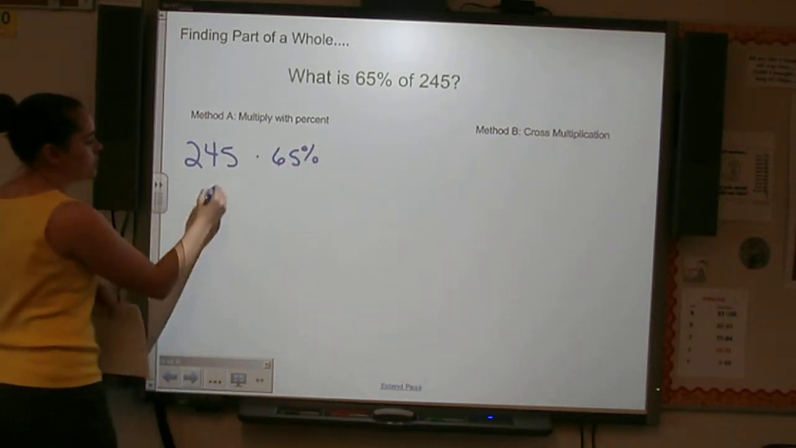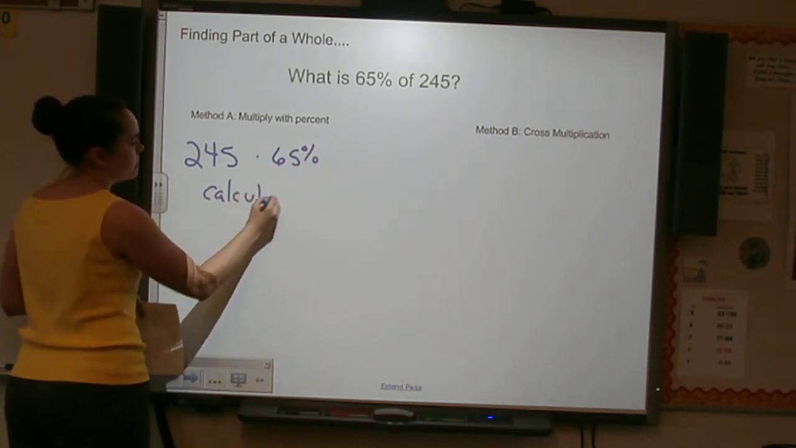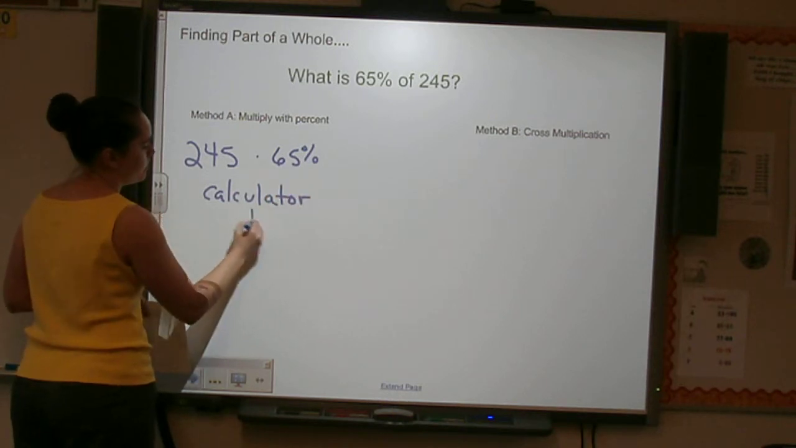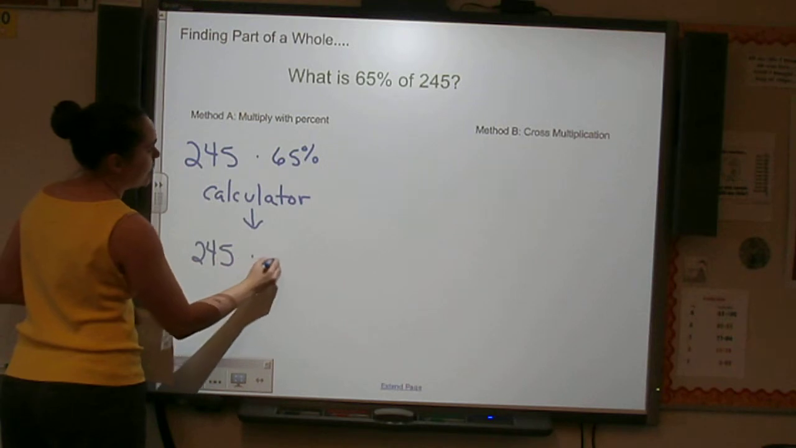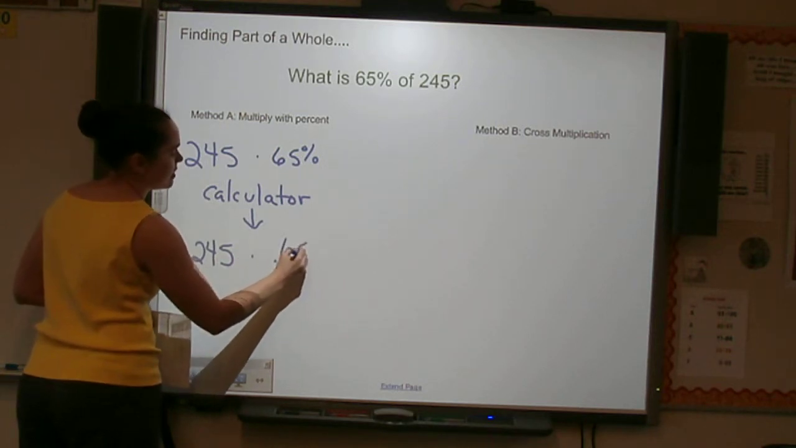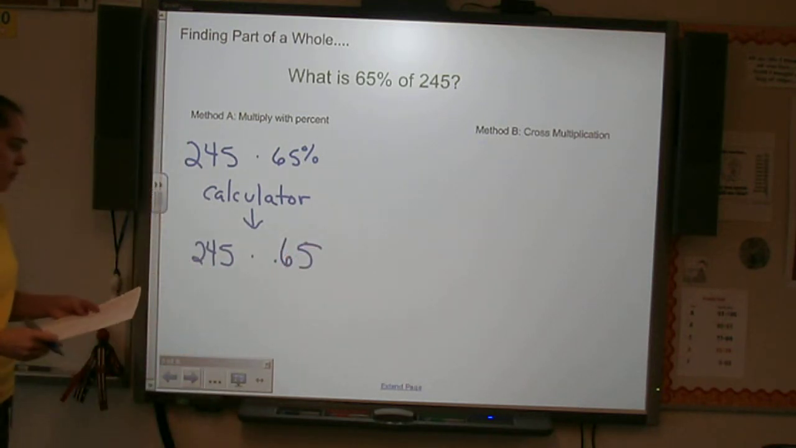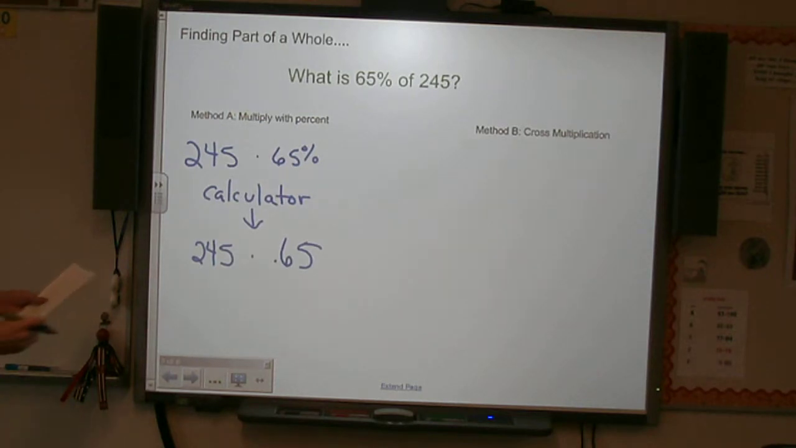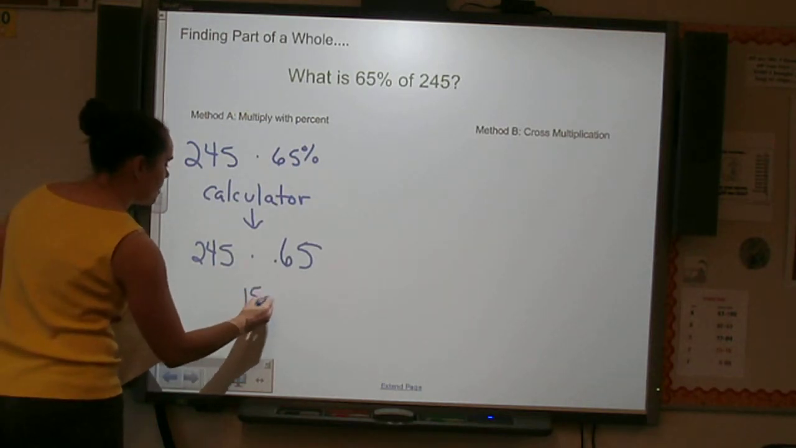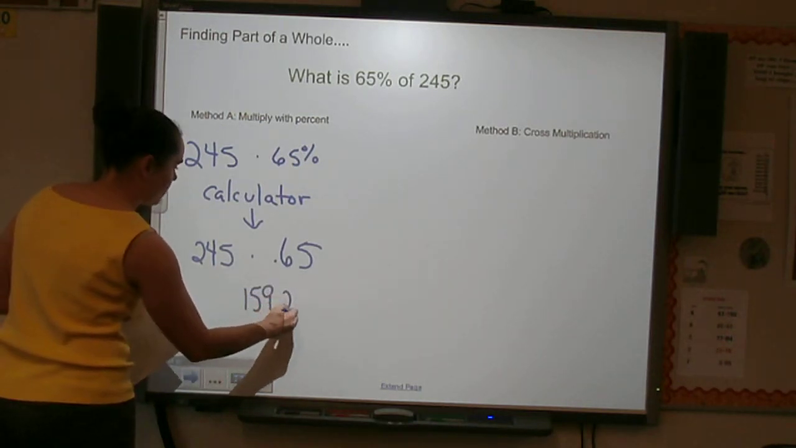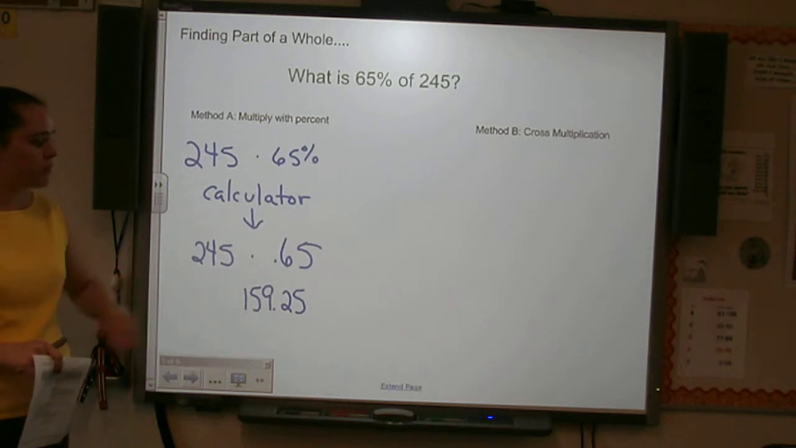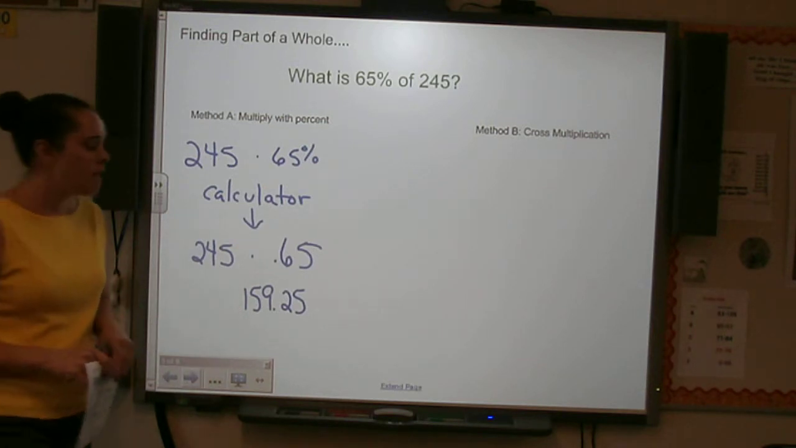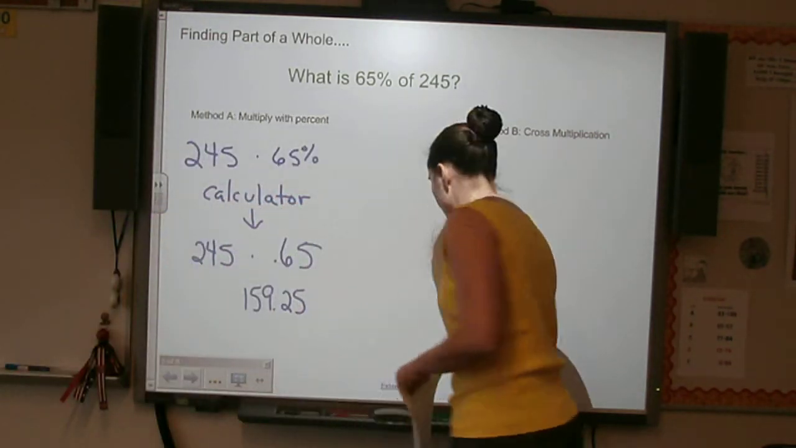The way that we would do this in our calculator is we would say 245 times 0.65. And 245 times 0.65 is 159.25. So 65% of 245 is 159.25. Method B, we set up a proportion.